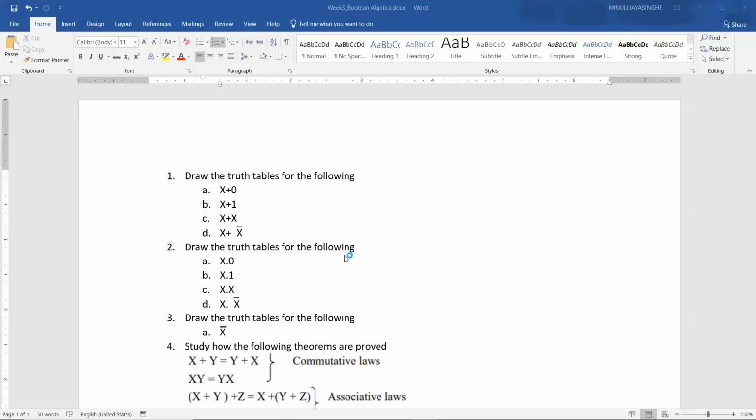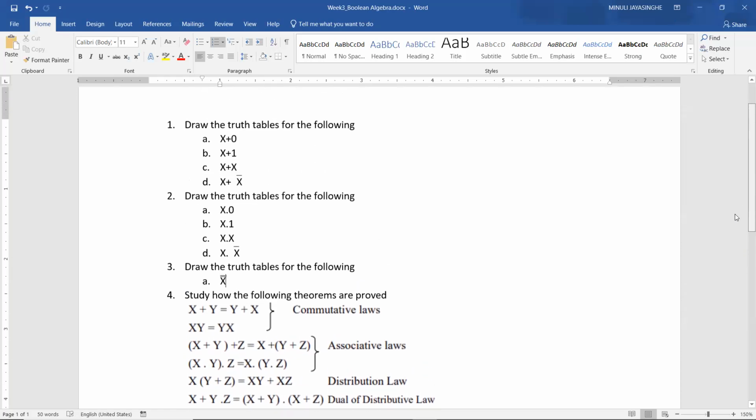Okay, now I think you have completed the first one, and I have added a few more there, but you don't have to draw truth tables for all. You will have to draw truth tables only up to this third question.